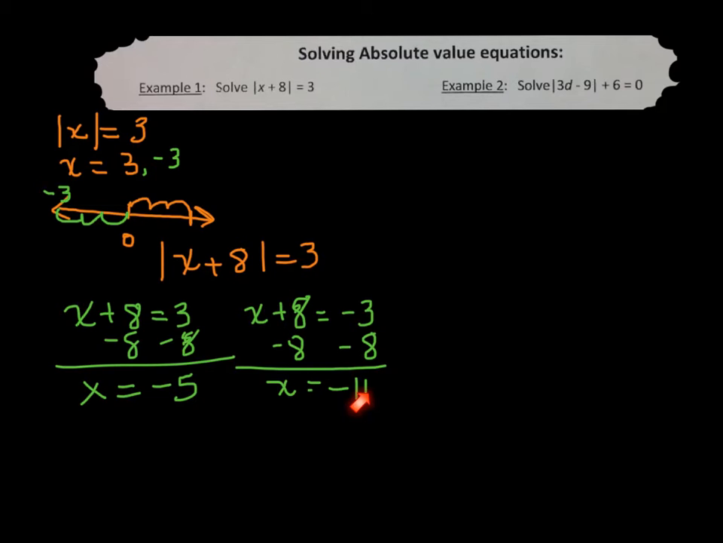Great. Let's check this value. Negative 11 plus 8 gives me negative 3. The absolute value of negative 3 gives me 3 as well. So x equals negative 5 and x equals negative 11. They are both solutions. Now let's look at this right-hand situation.